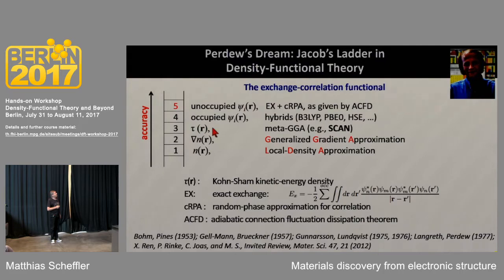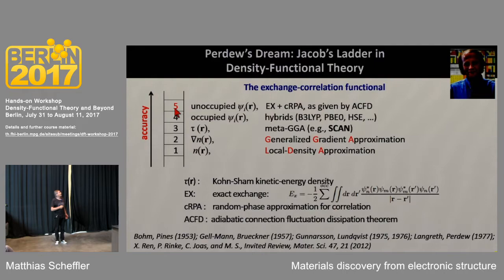Then, of course, it goes higher. To some extent, you can say it removes a little bit of the beauty of density functional theory. We now introduce or accept also wave functions of the Kohn-Sham equation. It does not destroy density functional theory because the wave function is a function of the density, so you can actually use this information. This is B3LYP, PBE0, HSE. You will play with some of them.